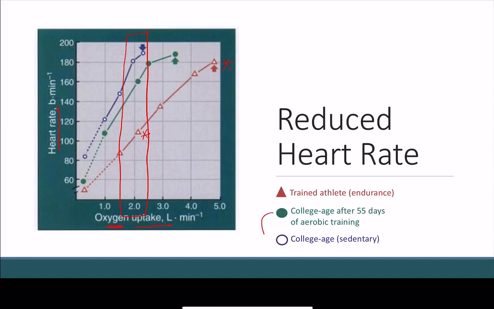The other two groups are really a fascinating piece because they took sedentary college-aged individuals. So these are young people, which is an important piece to remember. And some of them were given 55 days of aerobic training.